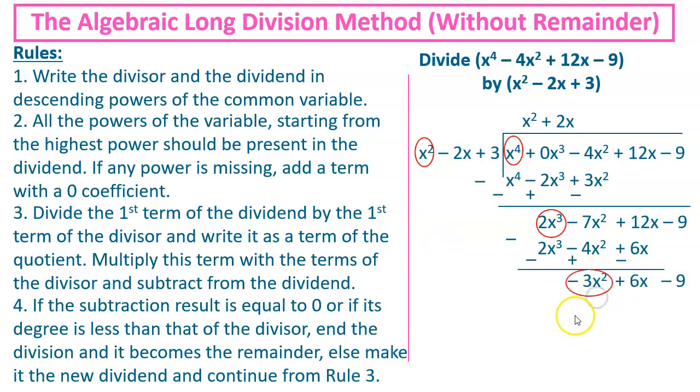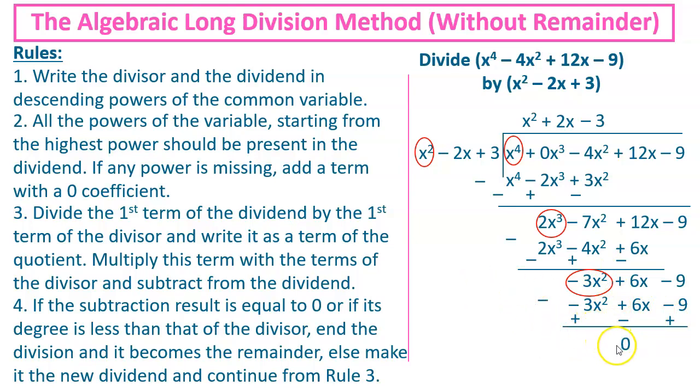This becomes the first term of the new dividend, and we divide this minus 3x squared by x squared to get the third term of the quotient, which is minus 3. And we will be multiplying this minus 3 with every term of the divisor. We get minus 3x squared plus 6x and minus 9. And we have to subtract, so the signs change, and you see minus 3x squared plus 3x squared, 6x minus 6x and minus 9 plus 9. The subtraction result is equal to 0.